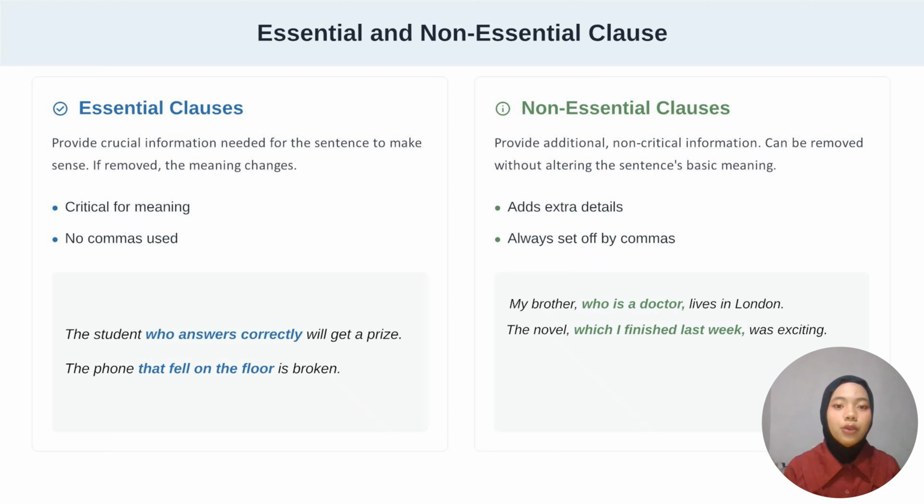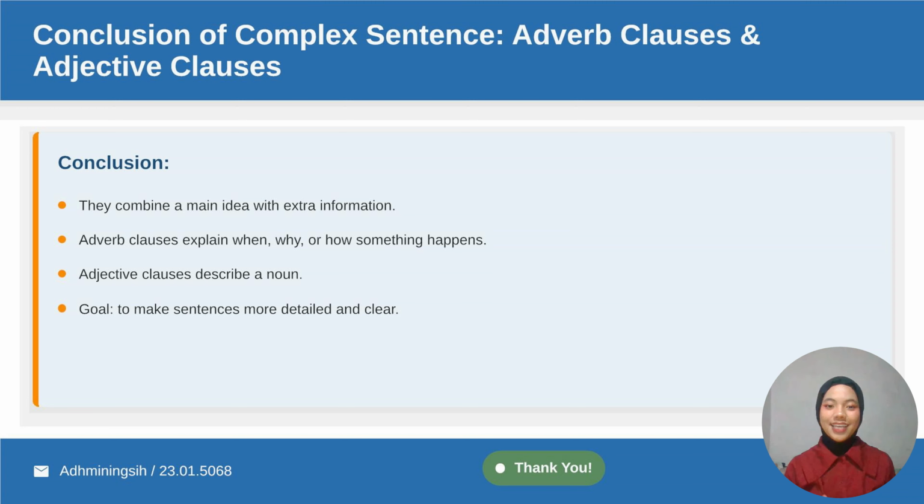Next, the novel, which I finished last week, was exciting. Here, the clause which I finished last week only adds extra detail. Even without it, the main sentence still makes sense. Okay, to wrap everything up, adverb clauses help explain why, how, or under what conditions something happens, while adjective clauses help describe or identify nouns more clearly. Both of them make our sentences richer and easier to understand.